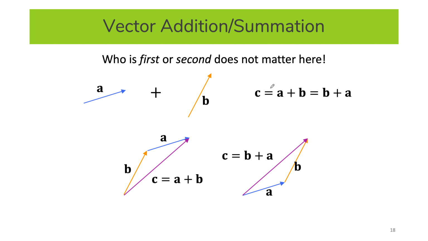So essentially, if C is equal to A plus B, it will also be equal to B plus A. That is the vector identity. It doesn't matter who starts first. You can take A first or B first for vector addition.